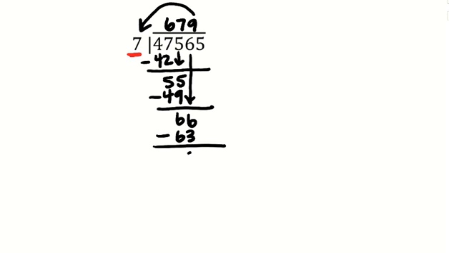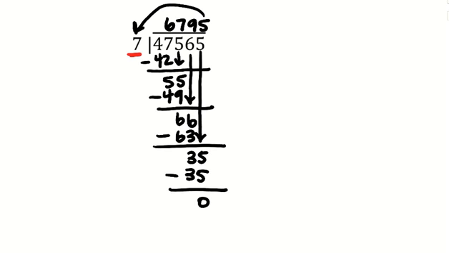Subtract the 63, and you get 3. You bring down the 5. And then what do you know? 7 goes into 35 evenly, and so you can say 7 times 5 is 35. And there's nothing left to bring down, and you're done, right? That's when we know we're done.